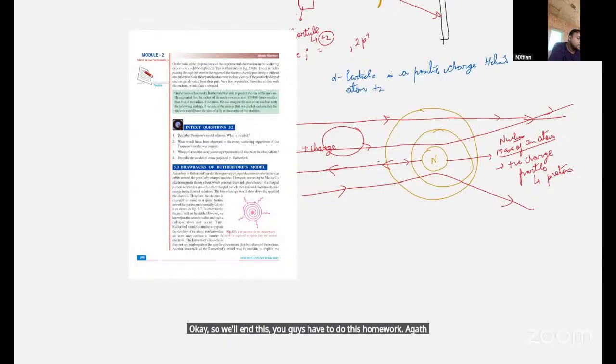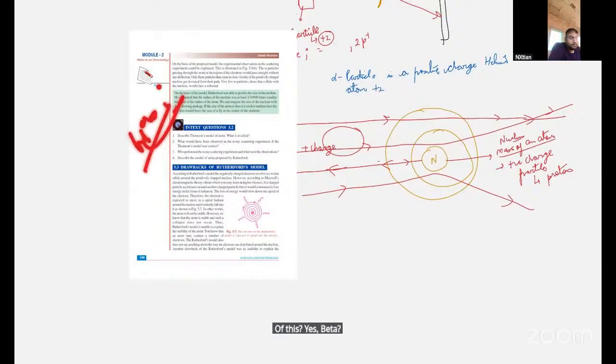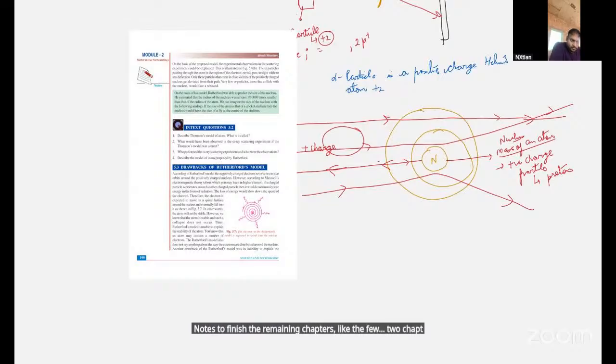Agatha, please put a message, sir, of this. Yes, beta. I have a few notes to finish, the remaining chapters, like two chapters. I couldn't finish it. I'll try my best to finish it. So you finish it, and you have to send me the homework also. Yeah, for now I'll write it on another page and answer these questions, and after that I will put it in my official note.